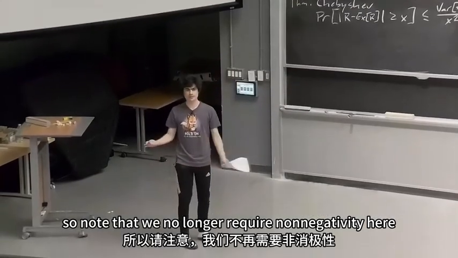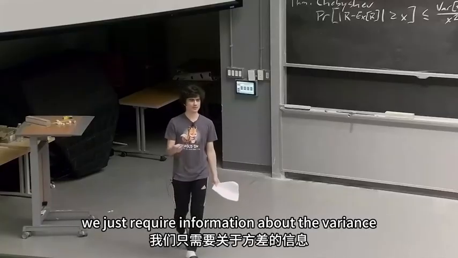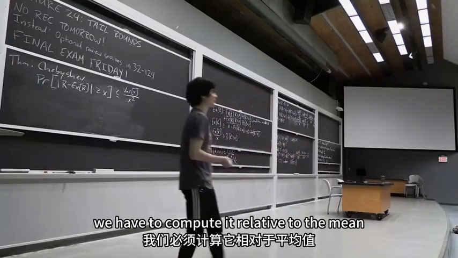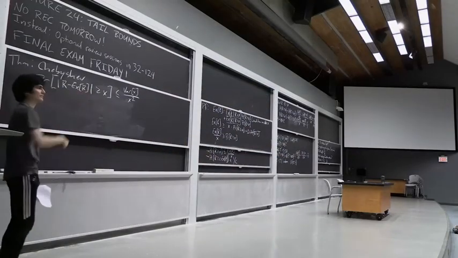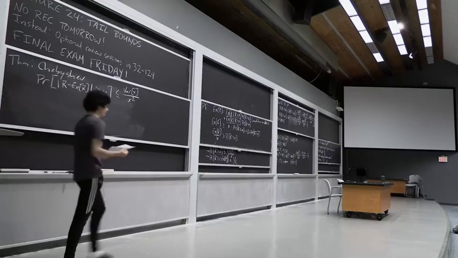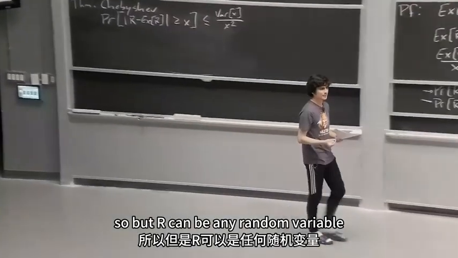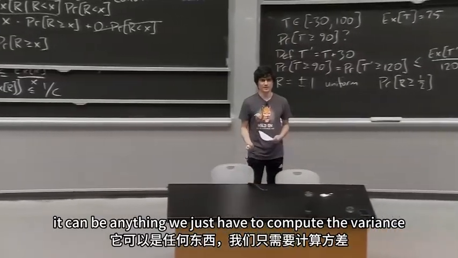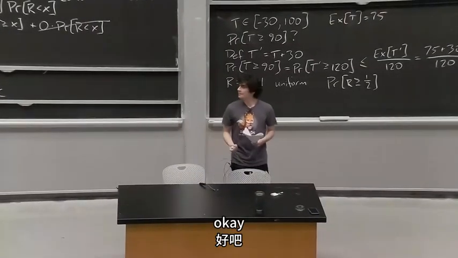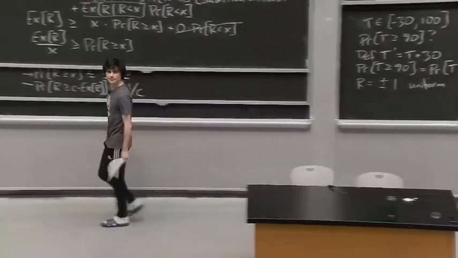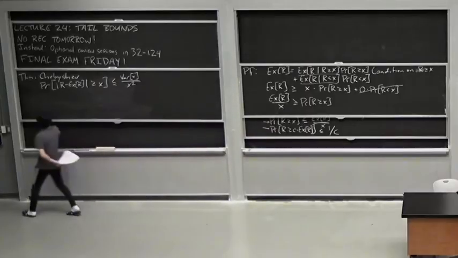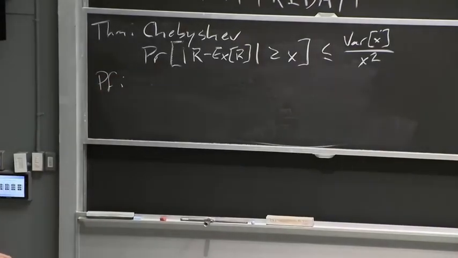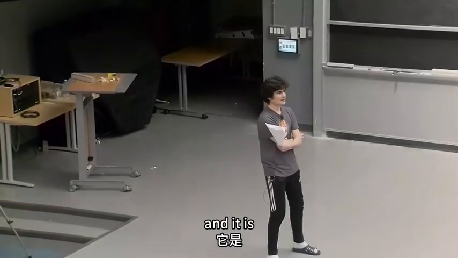Note that we no longer require non-negativity here. We just require information about the variance. And, well, the mean. We have to compute it relative to the mean. But R can be any random variable. We're no longer constrained to looking at non-negative ones. It can be anything, we just have to compute the variance. How might we prove Chebyshev's inequality? Any ideas?